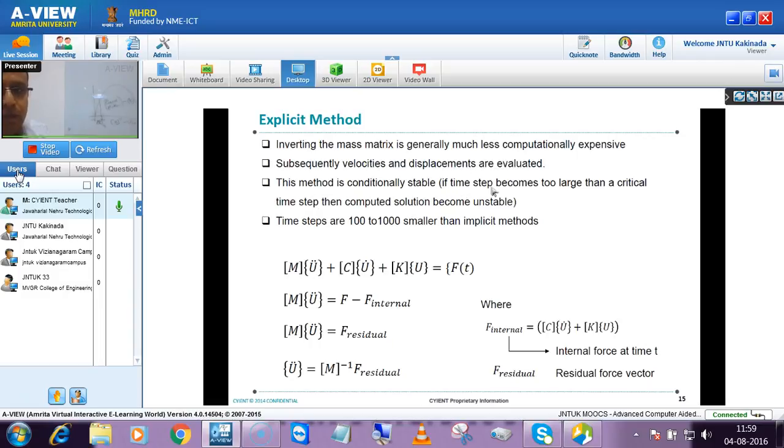That means if the time step becomes too large compared to the critical time step, then the computational solution becomes unstable. So this is a very important point. This method is conditionally stable, which means the time step should not be larger than the critical time step. Otherwise, the model will become unstable. The time steps are 1000 times smaller than the implicit. Explicit method time steps are very small compared to implicit methods.